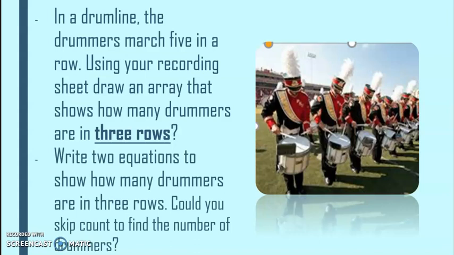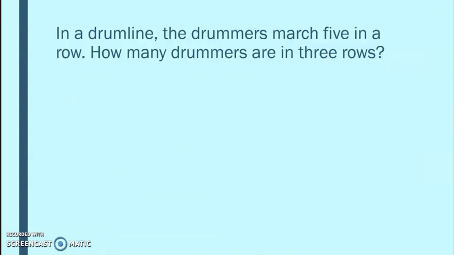So, write 2 equations to show how many drummers are in 3 rows. Could you skip count to find the number of drummers? In a drum line, the drummers march 5 in a row. How many drummers are in 3 rows?